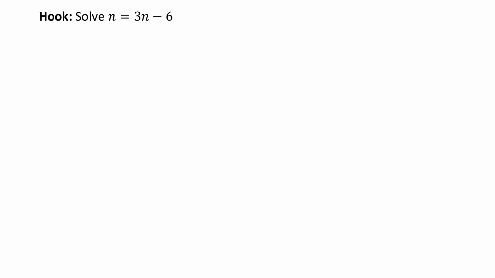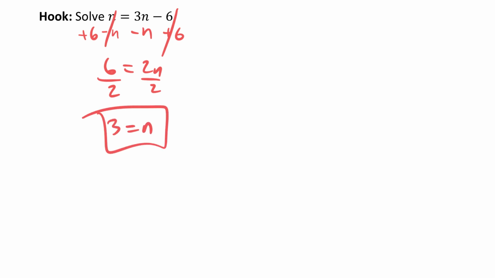Hello. In this video, we're going to work on some algebra questions that involve factorials. But before we do, let's start with just a very basic algebra question. Solve n equals 3n minus 6. A question like this, I think we can all handle. We subtract n from both sides, add 6 to both sides. That's going to give us 6 equals 2n, divide by 2, and n equals 3.